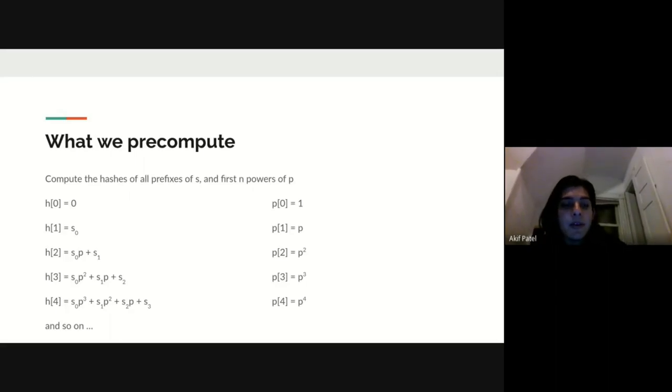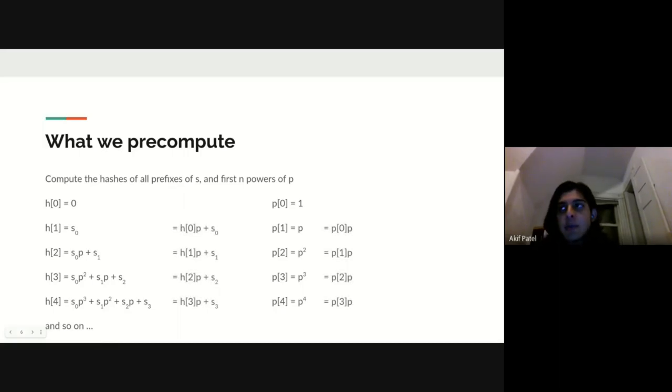So what we pre-compute is all the hashes of all prefixes of S, and also the first n powers of P. The right side is pretty self-explanatory. It's just raising powers of P. And on the left, we have the hashes. The hash of the empty string is 0, right? The hash of a one-character string, the first prefix, is S0 times P to the 0, but that's just 1. Then for two characters, S0, S1, it's S0 times P plus S1, and so on and so forth.